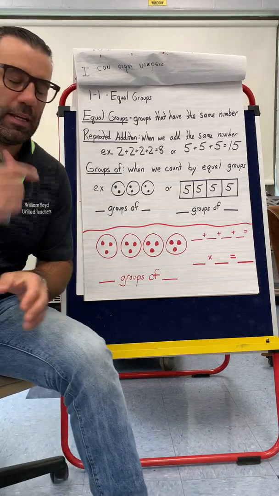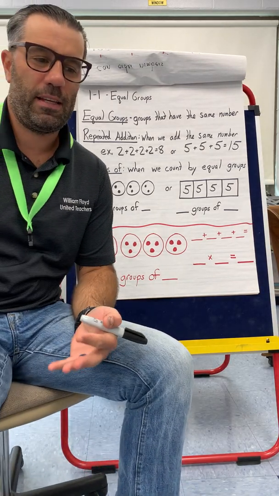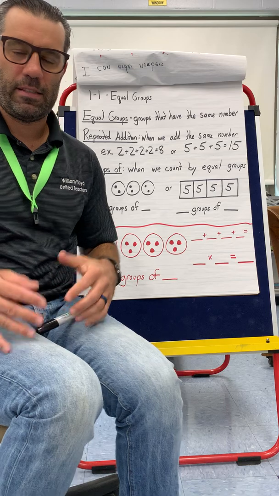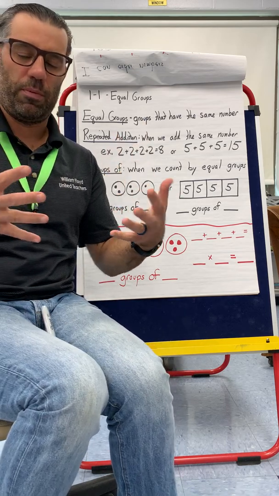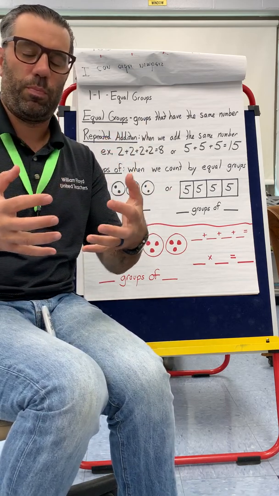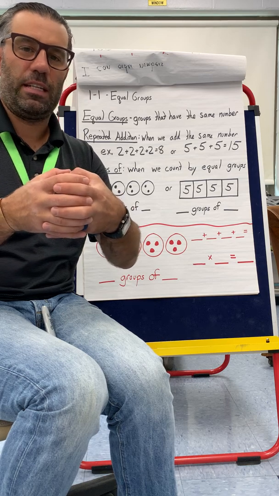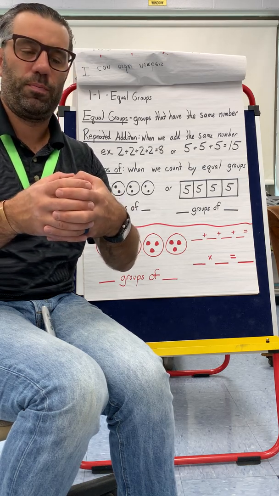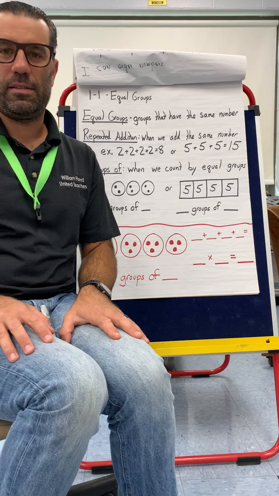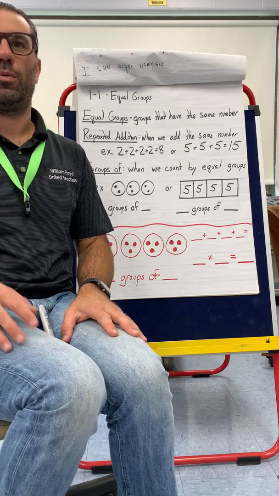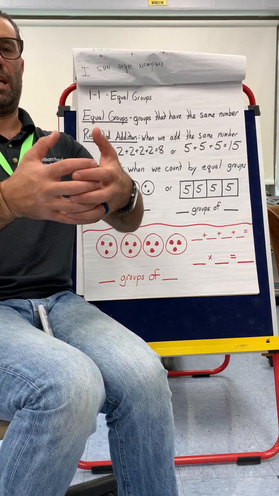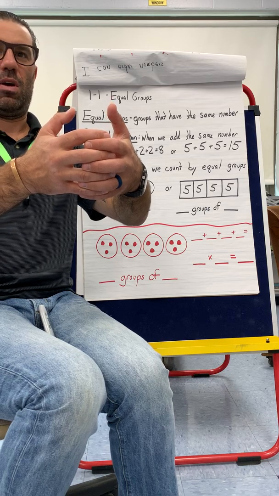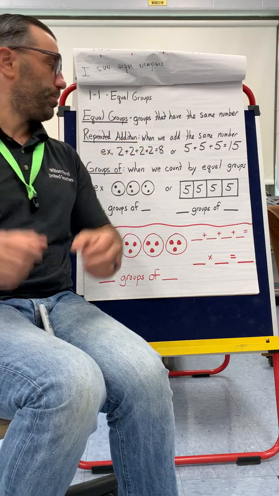So I want you to think about this. Well, what is adding? Adding is like putting two numbers or three numbers together. We're putting numbers together to get a total. What is subtraction? Subtraction is when we take two numbers and we're taking them apart.